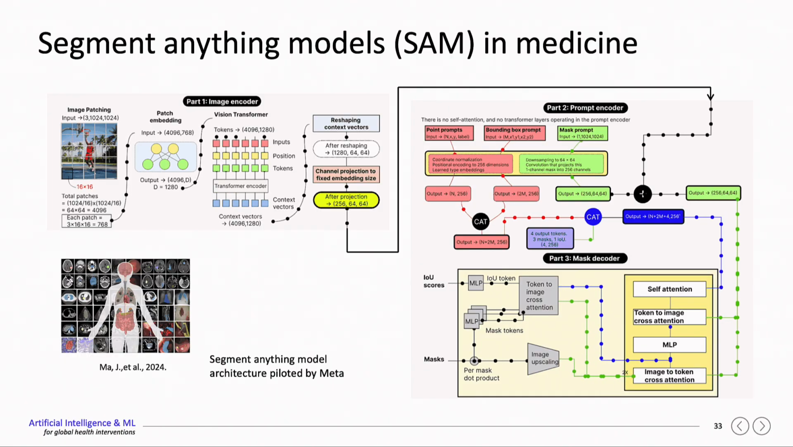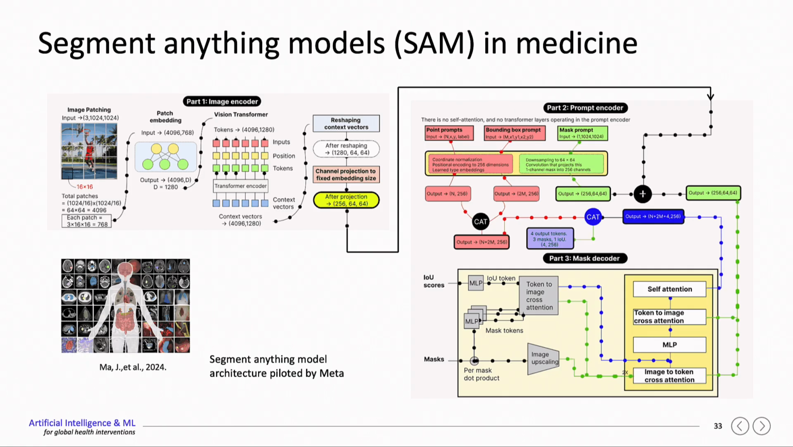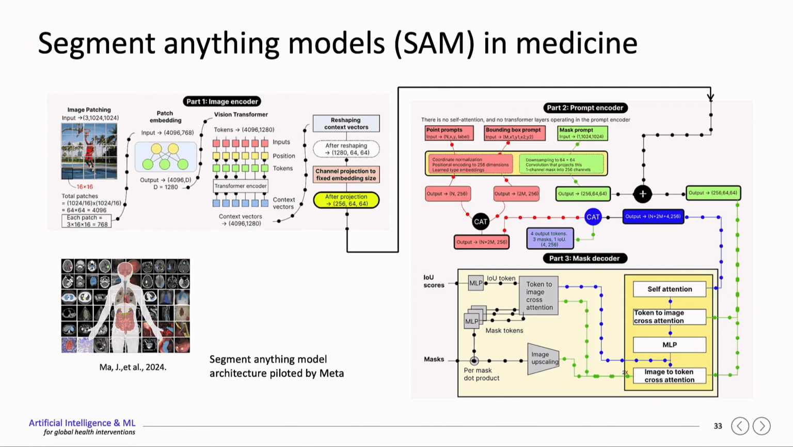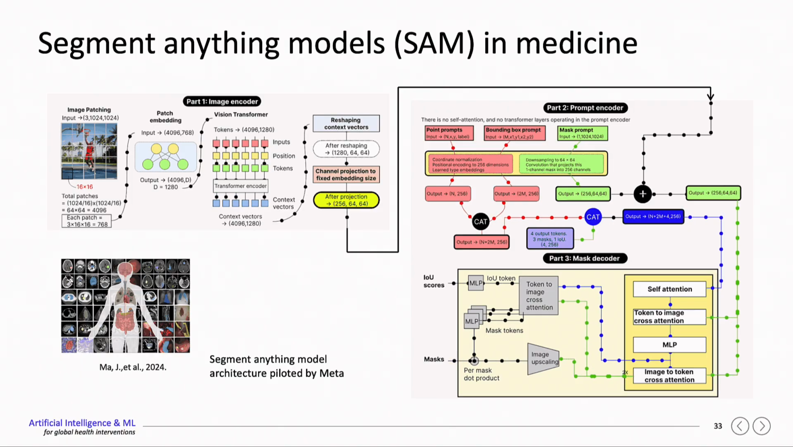The key architectural insight is this asymmetry: a heavy image encoder run once, paired with a lightweight prompt encoder and decoder that run in real time, which is what makes SAM interactive and promptable at scale.